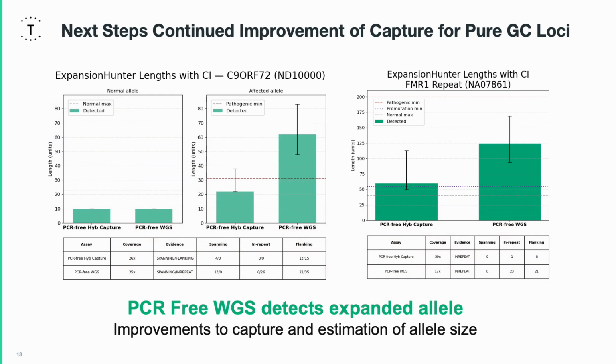These two loci, FMR1 and C9orf72, were always going to be challenging. Encouragingly, we did achieve modest read-through coverage and could distinguish the normal allele from a potentially expanded allele. For C9orf72, the pathogenic minimum was within the confidence interval of predicted expansion length, and for FMR1, the premutation range. When comparing the same samples sequenced by PCR-free whole genome, we saw significantly higher repeat coverage and greater confidence in allele sizing. This tells us further optimization of capture will be the focus of our next steps to continue improving accuracy in these difficult regions.